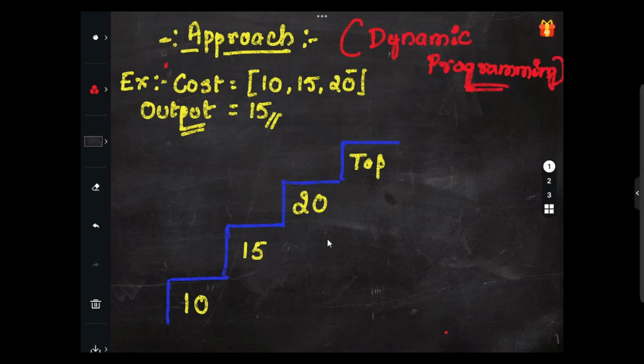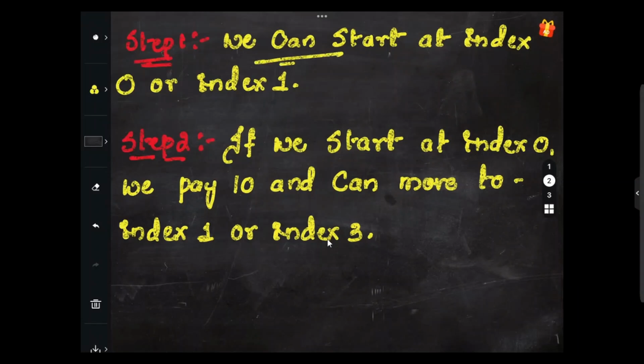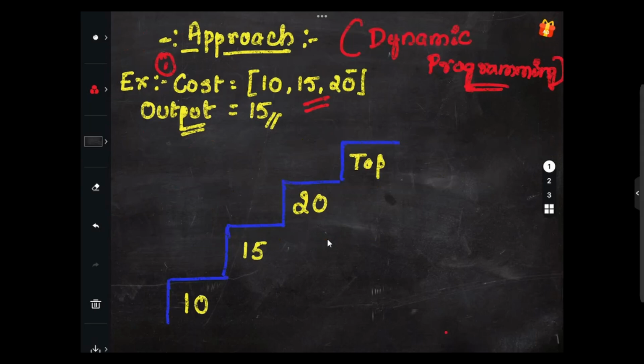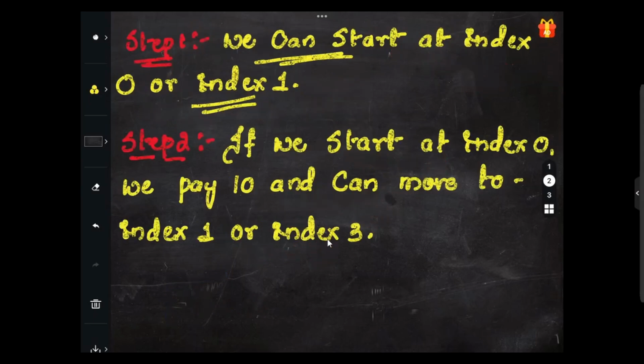So here I have just considered the first example that they have given in the question. The first thing we have to observe is we can start at index 0 or 1. So let's come to step 1. We can start at index 0 or index 1. We know this one, right? So this is index 0, this is index 1, this is index 2, and this is nothing but the top, index 3. So we can start from either index 0 or index 1.